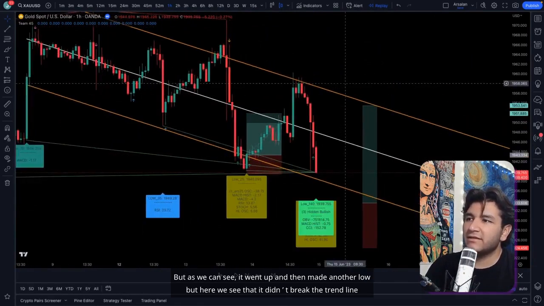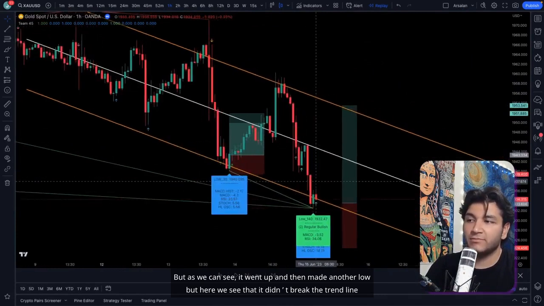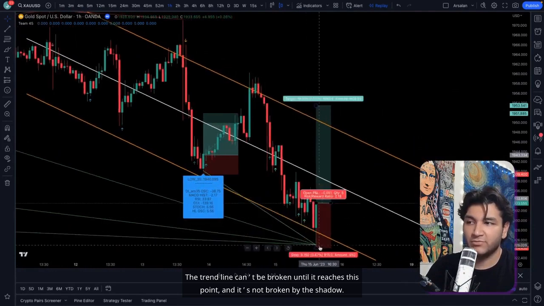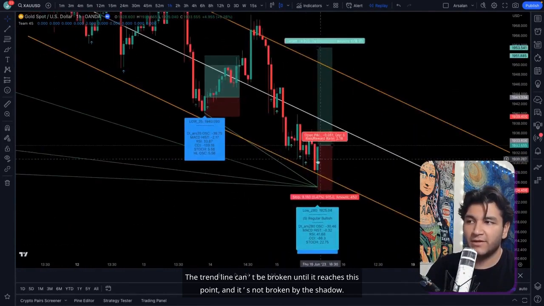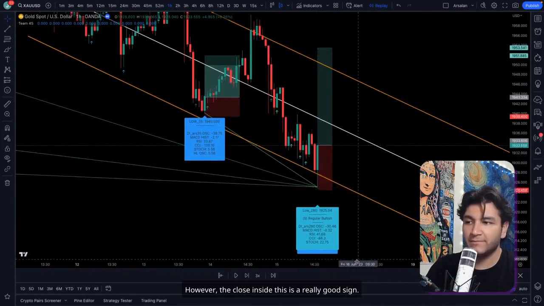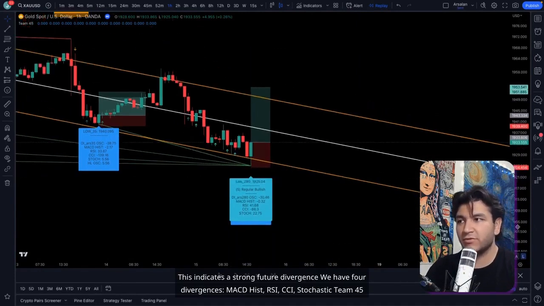But as we can see, it went up, and then made another low, but here we see that it didn't break the trend line. The trend line can't be broken until it reaches this point, and it's not broken by the shadow. However, the close inside this is a really good sign. This indicates a strong future divergence.